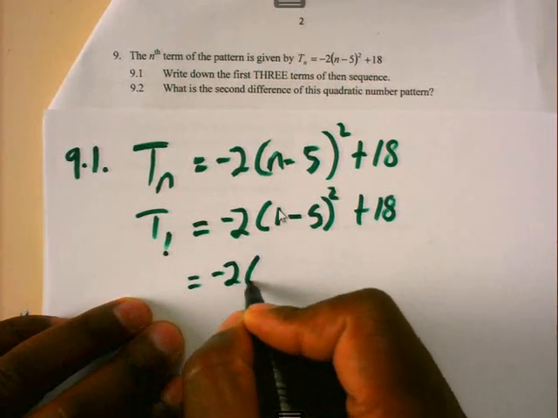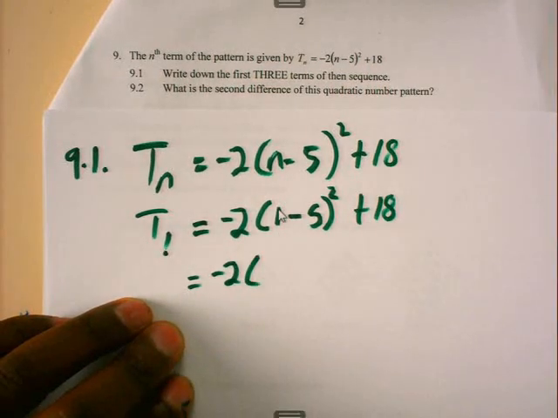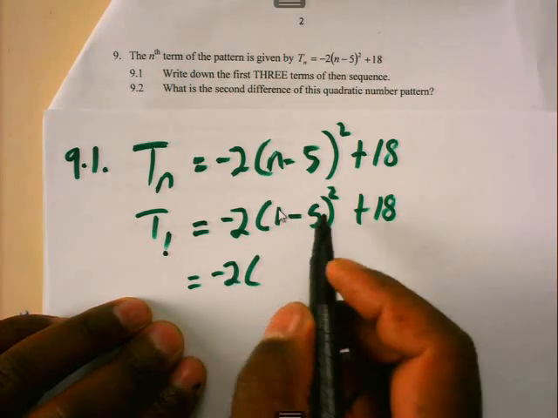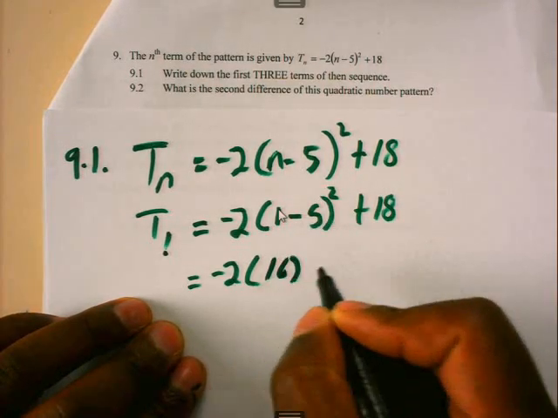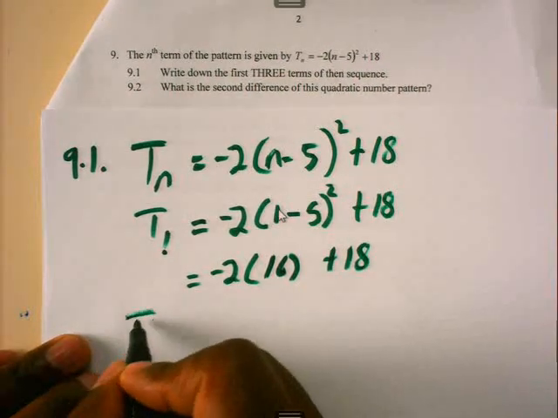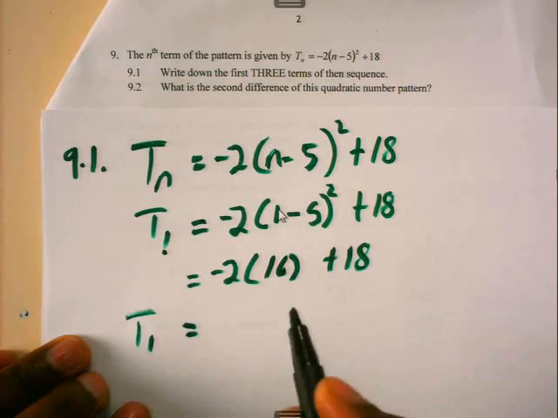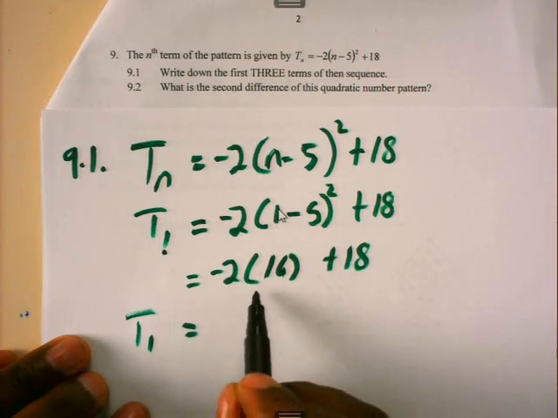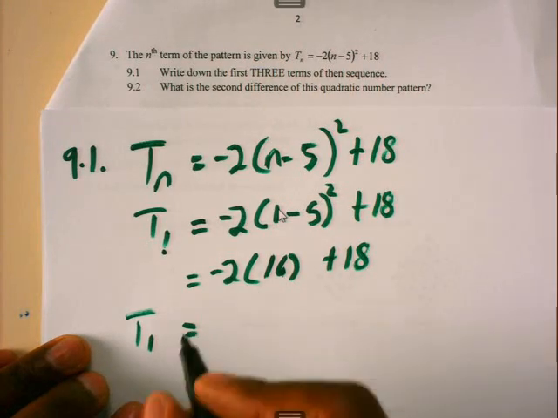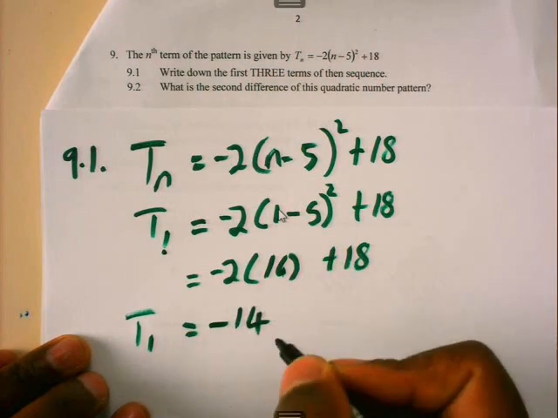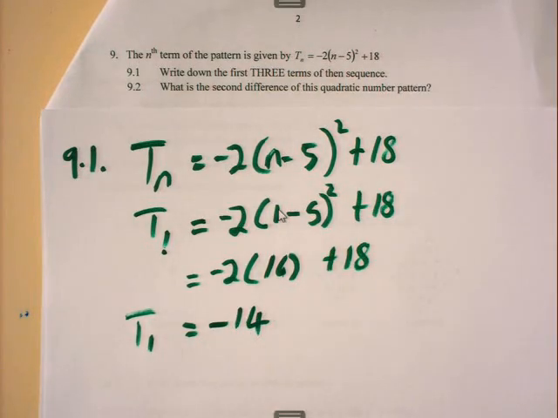Minus 2 times (1 minus 5) all squared. 1 minus 5 gives negative 4. Negative 4 squared is 16, plus 18. Let's work it out nicely with the aid of calculators. Minus 2 multiplied by 16 gives minus 32. Minus 32 plus 18 gives minus 14. That will be our first term.